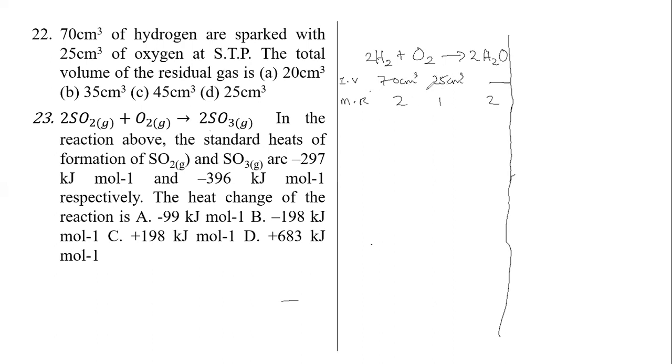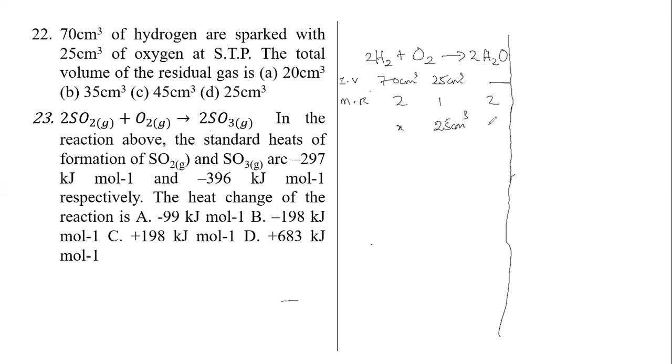And the one that has a lower limiting value is the limiting reagent. So this one divided by this one is 35, this one divided by this one is 25. So 25 is less than 35. So it means that oxygen is the limiting reagent, and all the 25 cm cube of oxygen will react. The initial volume of the limiting reagent must react.